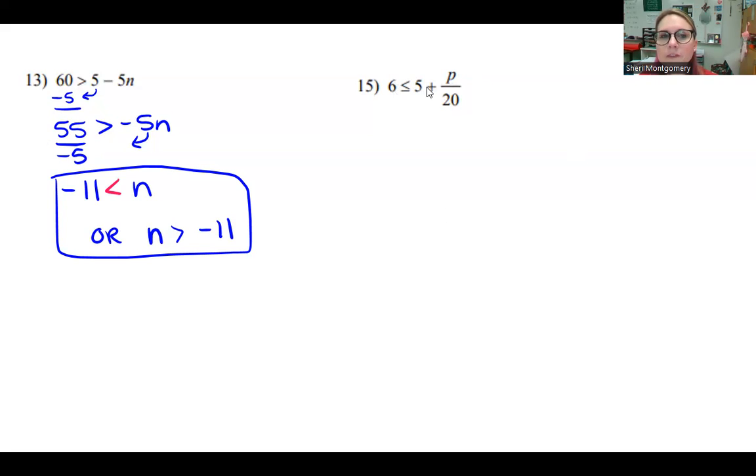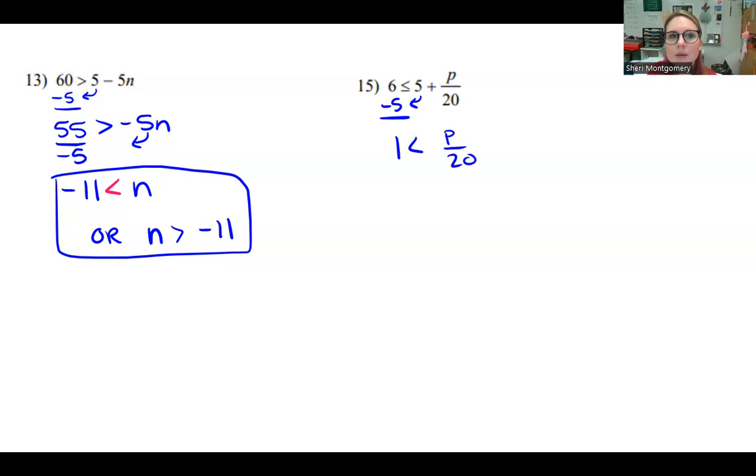Let's go to question 15. So for question 15, what do I have to take care of first? The 5. You always have to do the addition and subtraction first, and then any multiplication or division. So I will subtract 5 again. What's 6 minus 5? 1.